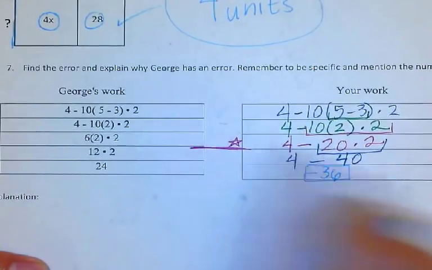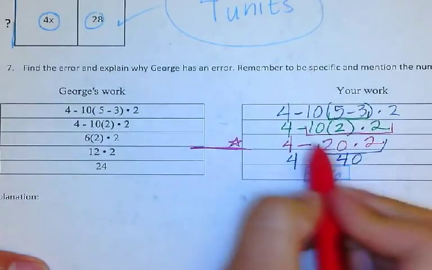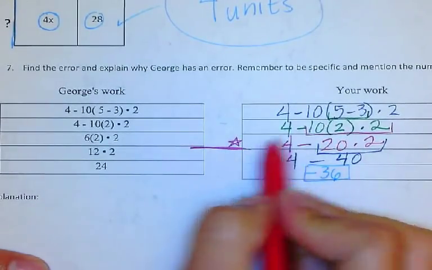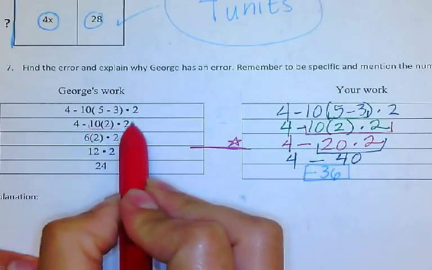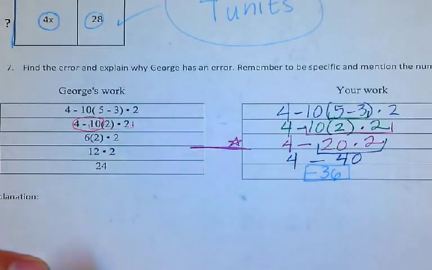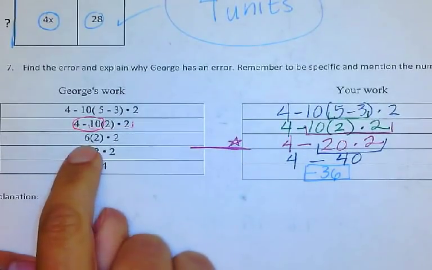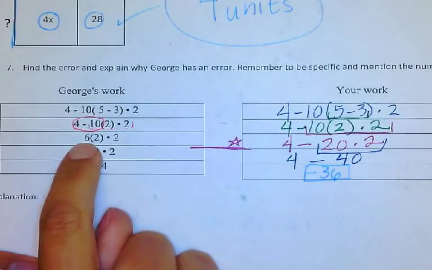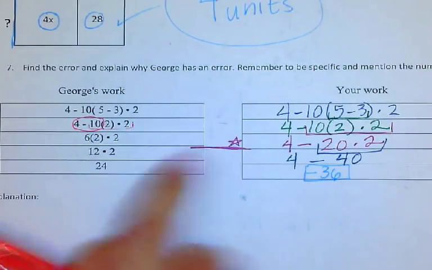So now that I compare, I see that George right here, instead of multiplying this part first, subtracted 4 minus 10 and got 6. So even if that was a step, he should have gotten negative 6, not 6. But that's what he did, and then he multiplied.